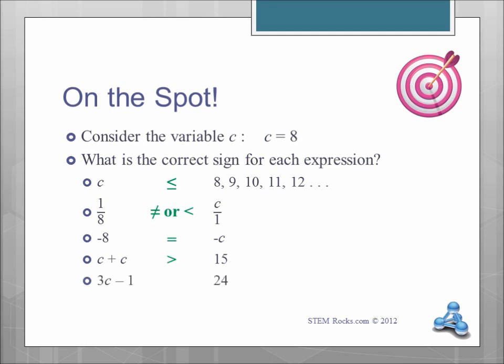How about 3C minus 1? C is equal to 8, and in this case, when we write a number and a variable right beside each other, the implied operation is multiplication. So 3 times C equals 3 times 8. That's 24 minus 1, that equals 23. So the sign is less than.